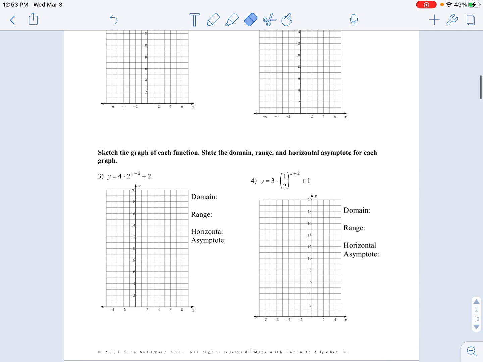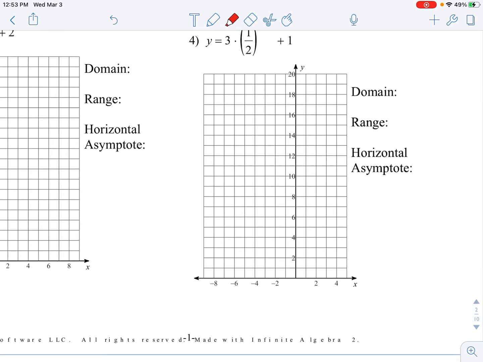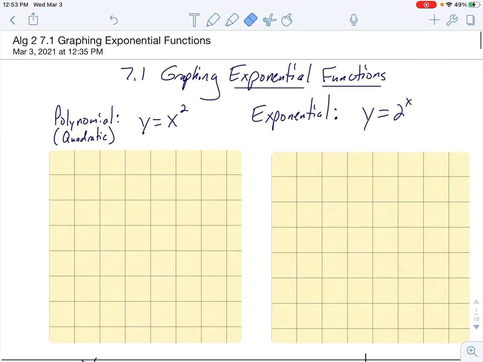Ultimately, we'll be using Desmos, and then we're going to talk about some other characteristics of the graph, specifically domain, range, and then something called a horizontal asymptote. So I'm going to get into that a little bit up here before I start doing my examples. I want to start with a comparison.